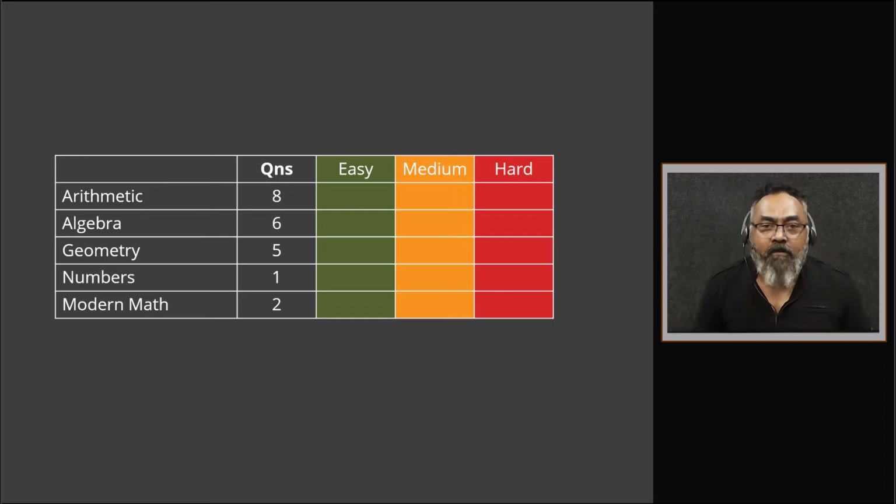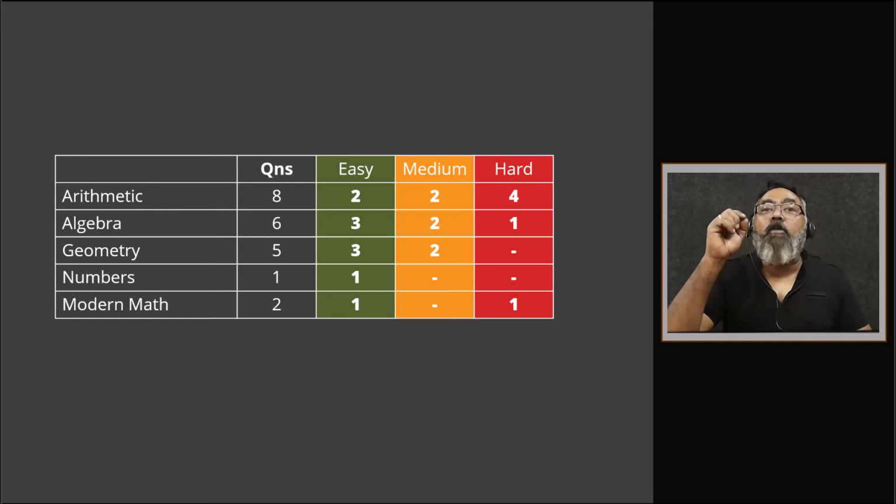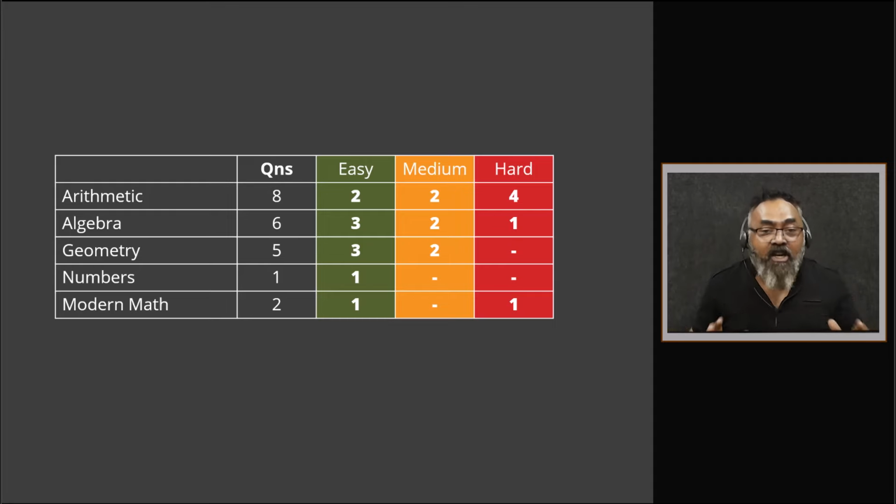And what if the CAT that you're going to take is like this? And you decided, I'm going to just focus on arithmetic and algebra. What's going to happen? You know what's going to happen in the examination, which is probably what is happening in all your mock tests as well. You are still sitting and solving arithmetic questions only.